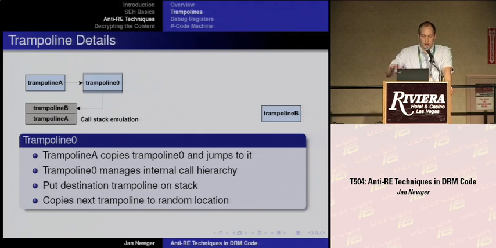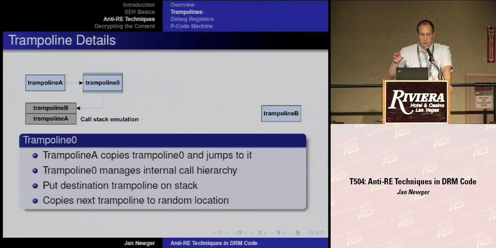So trampoline A copies trampoline 0 and jumps to it. Trampoline 0 is just an immediate trampoline which is used to put the destination trampoline, in this case trampoline B, on an internal call stack emulation. And this is, as I said, needed because there is no direct call between A and B. So you have to emulate these nested calls and return operations.